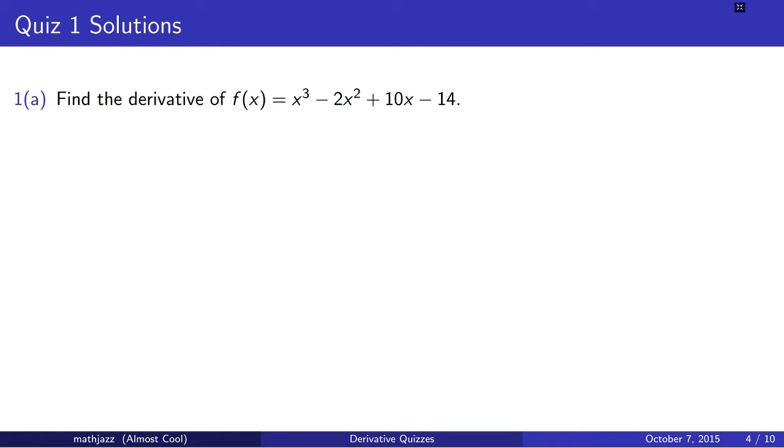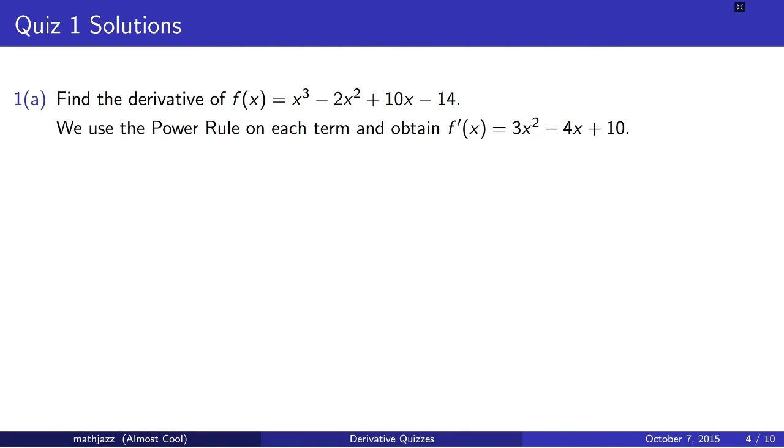1a. Find the derivative of f of x when f of x equals x cubed minus 2x squared plus 10x minus 14. We use the power rule on each of the terms in this polynomial, and we get the derivative f prime of x is equal to 3x squared minus 4x plus 10.